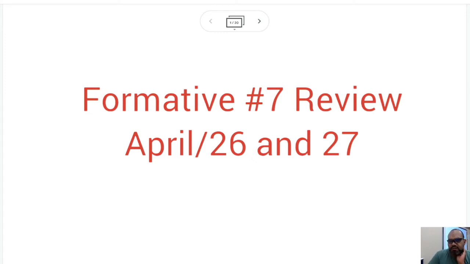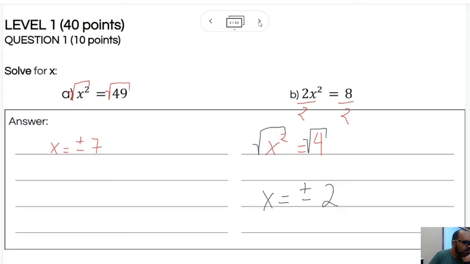Let's solve right now the formative number 7. Attention here for all instructions I will give over here and how to solve the formative. Let's go ahead. As you notice, guys, the formative, we have the same levels, the same idea we did before, but let's go. X squared equals 49.